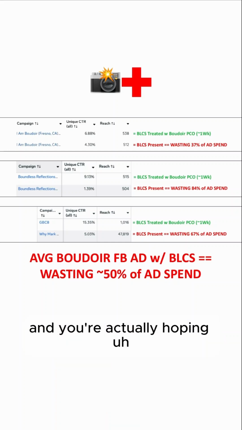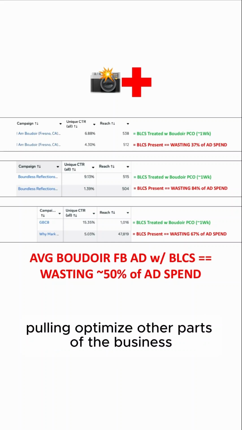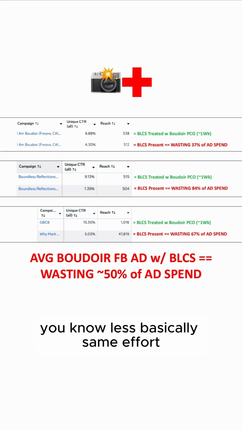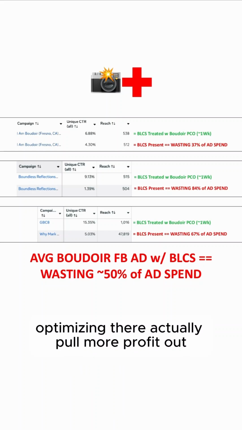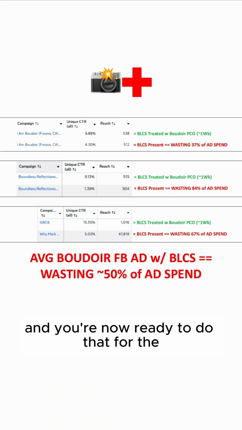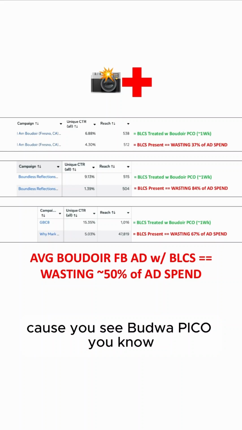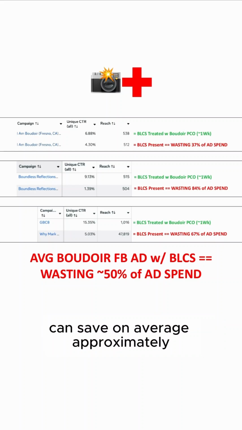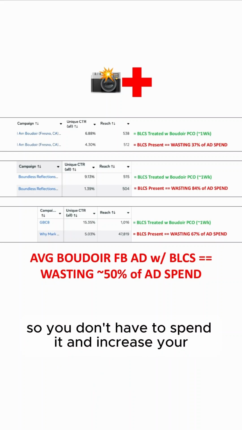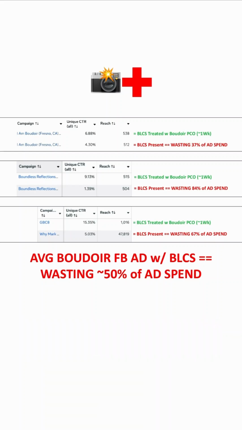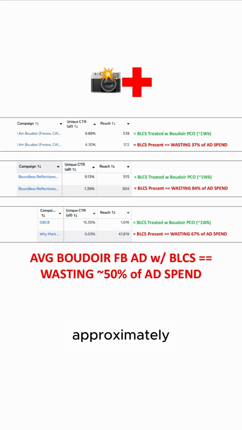And you're already optimizing other parts of the business: less effort, same results, or same effort, more results, and pulling more profit out. And you're now ready to do that for the Facebook ad part of your business, because you see Boudoir Pico can save on average approximately 5K a month. Eliminate that wasted spend, put that back in your pocket so you don't have to spend it. So that'd be like 60K over the next 12 months approximately.